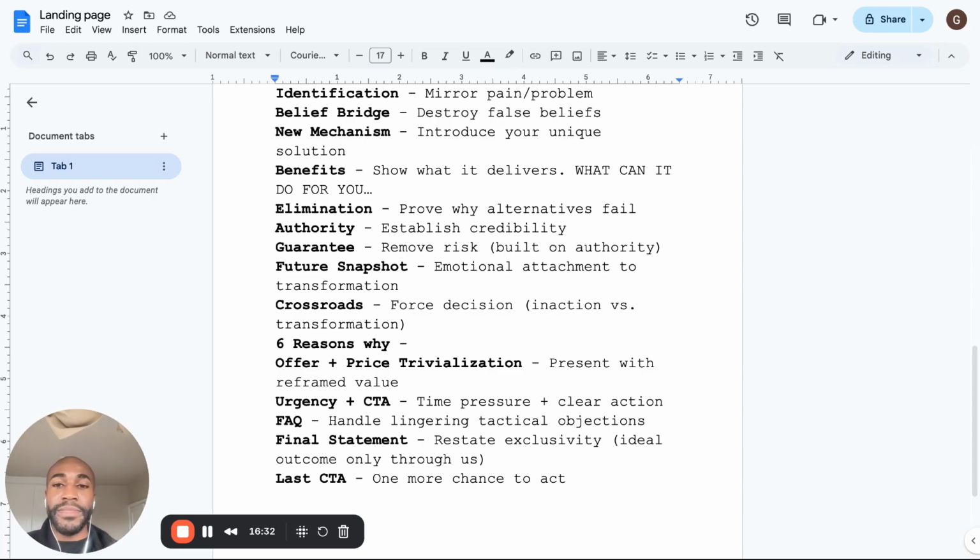Next, you talk about the benefits. Show them what it delivers, what it can do for them, because, as I said, people don't really care about the actual thing, the utility. They care about what it's going to do for them. So after you do the identification and the belief bridge, you shift their belief, and then you show the novelty, a new way of doing things. You show them, hey, this is what it can do for you.